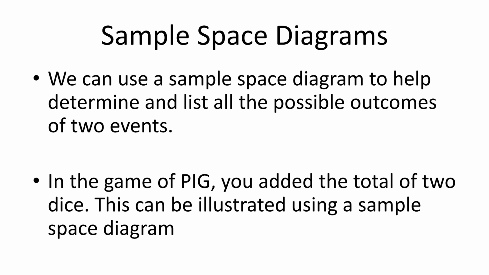Sample space diagrams help us list all possible outcomes of two events. For example, they are useful when calculating the totals of 2 dice rolls in a game.